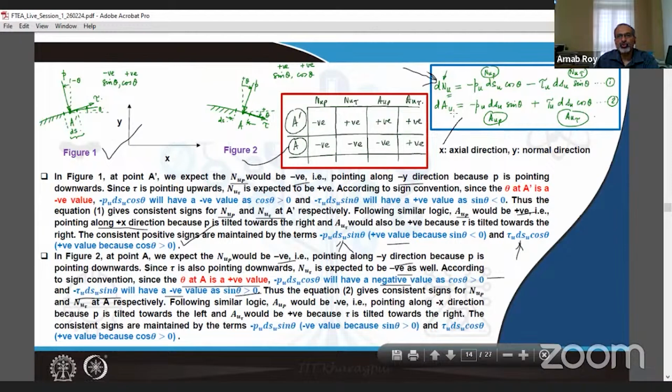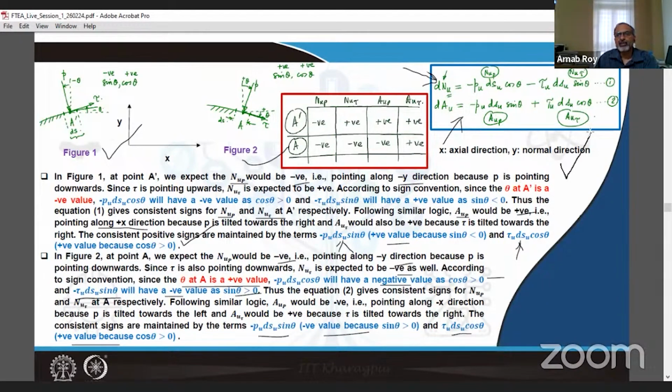Thus, equation 2 gives consistent signs for N_u,p and N_u,tau at A respectively. Following similar logic, A_u,p would be negative, pointing along the minus x direction because P is tilted towards the left, and A_u,tau would be positive because tau is tilted towards the right. The consistent signs are maintained by the terms minus P_u dS_u sin theta, a negative value because sin theta is greater than 0, and tau_u dS_u cos theta, a positive value because cos theta is greater than 0.